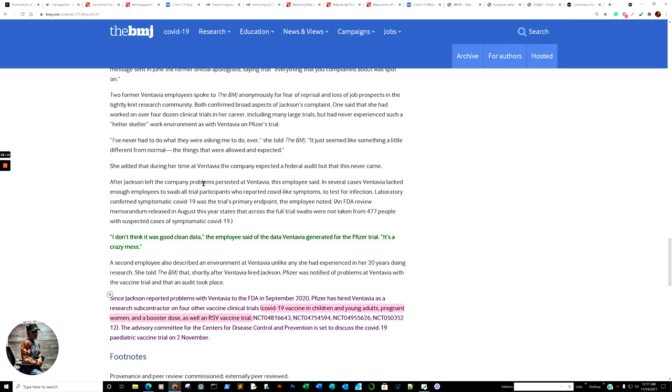After Jackson left the company, problems persisted at Ventavia. The employees said in several cases, Ventavia lacked enough employees to swab all trial participants who reported COVID-like symptoms to test for infection. Laboratory-confirmed symptomatic COVID-19 was the trial's primary endpoint, the employee noted. And it goes into the review and so on and so forth.